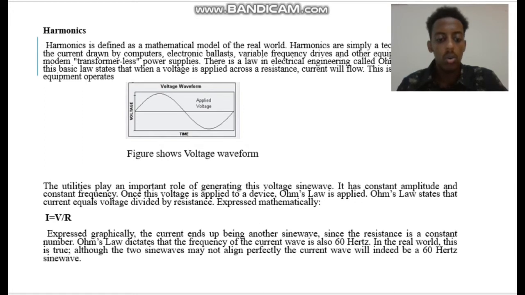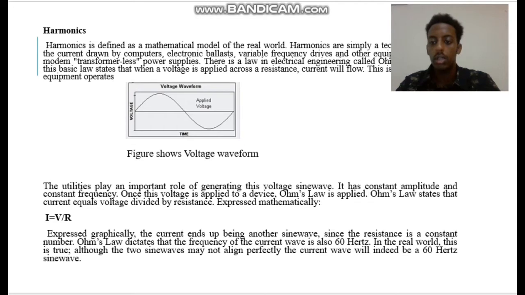There is a law of electrical energy called Ohm's law, which states that when a voltage is applied across a resistance, a current will flow. This is how electric equipment operates. And this figure shows us the voltage waveform. The utilities play an important role in generating this voltage as a sine wave.